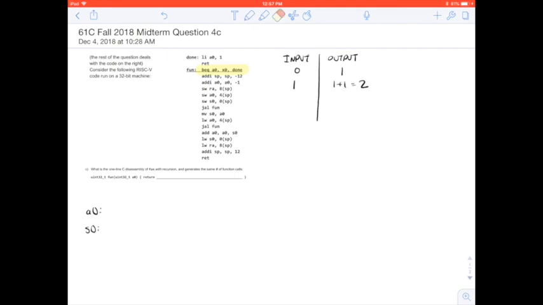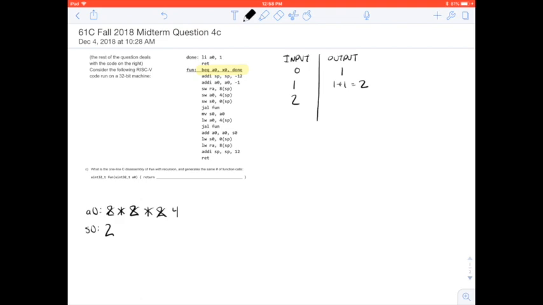Let's do this again for A0 equals 2. We subtract 1 from A0, giving us A0 equals 1. We then call fun on A0, giving us A0 equals 2, and then move 2 into S0. We then load 1 from the stack into A0 before calling fun again, which gives us 2. Finally, we add S0 equals 2 to this value to give us A0 equals 4, which we return.